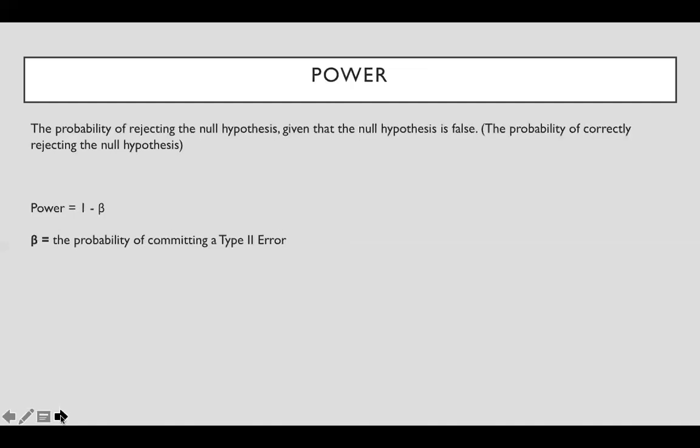So we're moving on to power, moving away from that for a second. Power is the probability of rejecting the null hypothesis, given the null hypothesis is false. In other words, it's the probability of correctly rejecting the null hypothesis. You can calculate power by taking 1 minus beta. And remember, beta is the probability of committing a type 2 error.